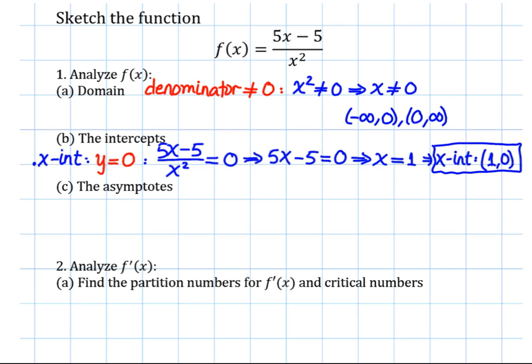The y-intercept is where x equals 0, but we cannot have x equal to 0, so there's no y-intercept. Because x is not equal to 0, we have no y-intercept.